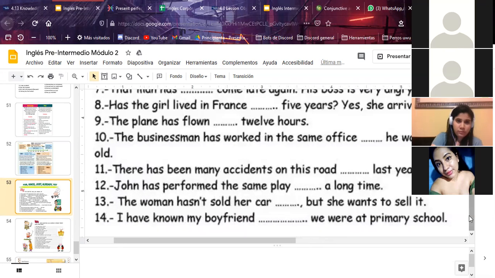The plane has flown for 12 hours. Very good. The plane has flown for 12 hours. That is a period of time. What about number 10?